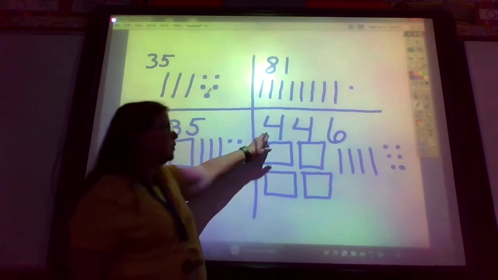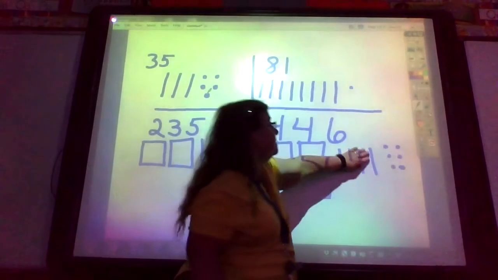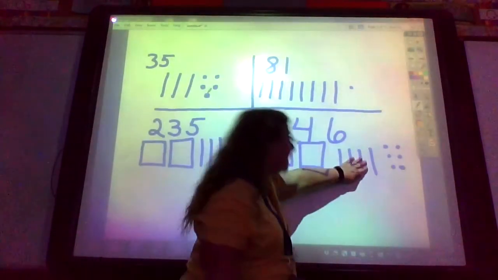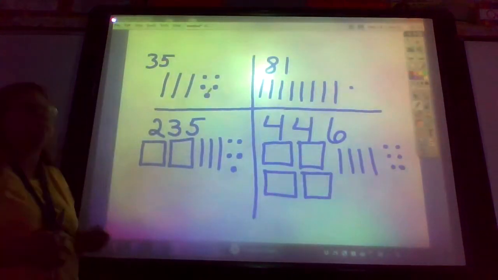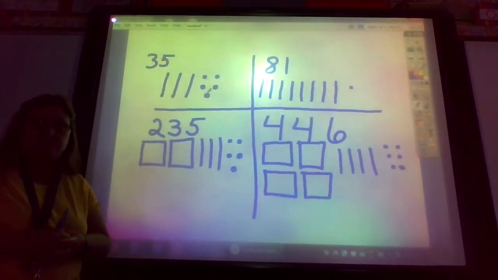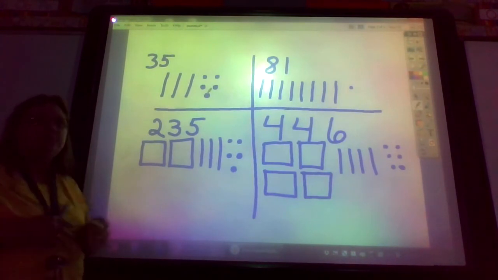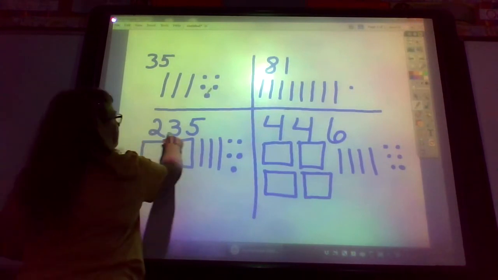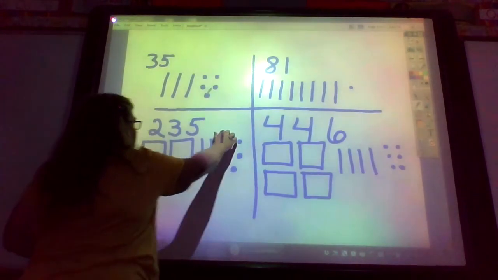When I did 446, I did my hundreds, I did my tens, and then I did my ones. That's how I drew my quick draw. I didn't start with the ones and work the opposite direction. I do it just like I'm reading. I start on the left and I read over.